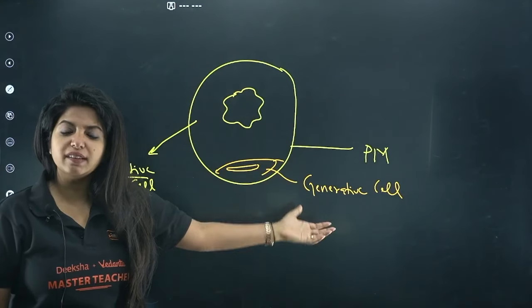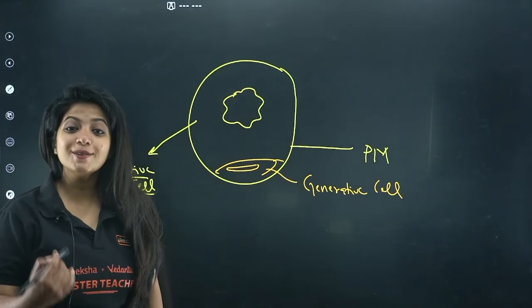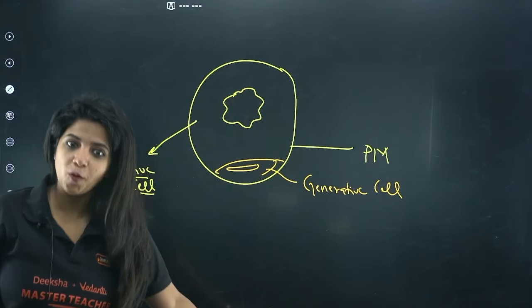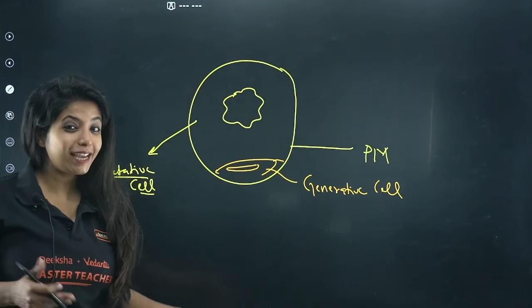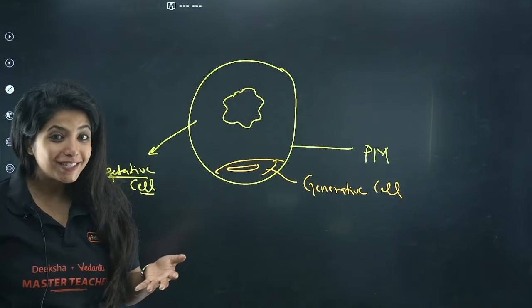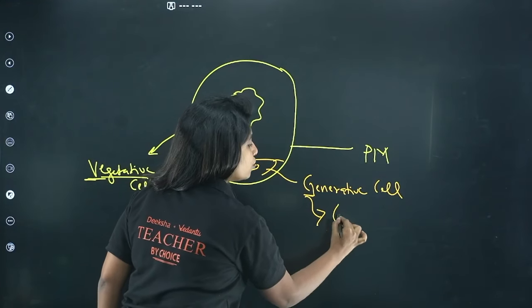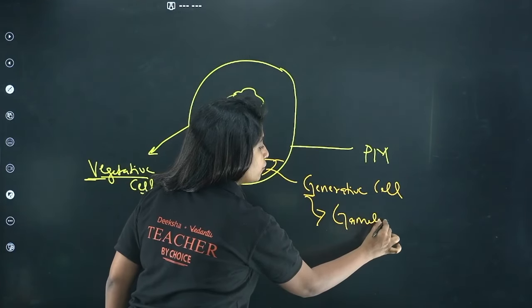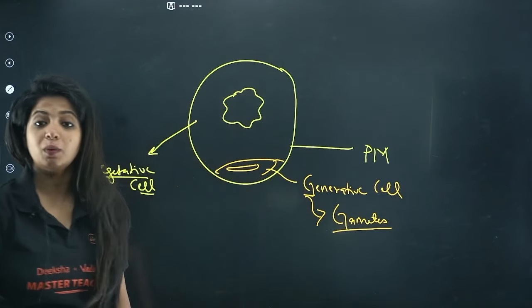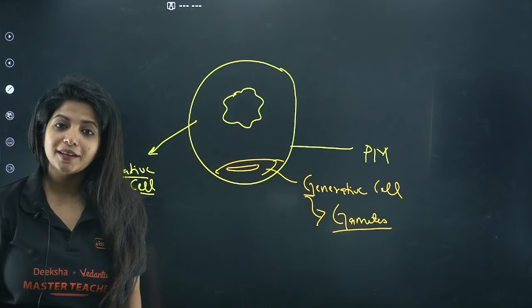Now this generative cell, why do you think it is named like that? Because it is going to generate something. Generate what? What is missing over here? Male gametophyte should be having gametes, right? So this generative cell, my dear children, is going to give down gametes. G for generative and G for gametes, you can remember like that. How many gametes, ma'am? 2 gametes.